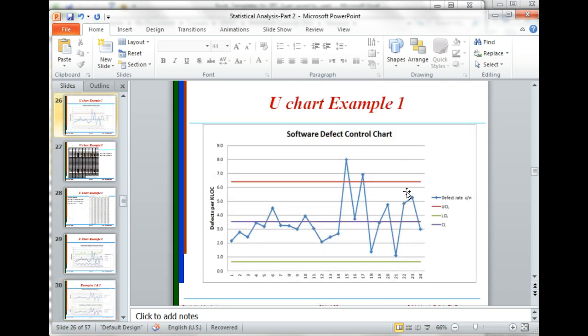So we can now plot that. That's the mean value of the rate, and I've got the observation of each of the rates from the samples, and I've got the upper control limit and lower control limit. So you can see that this process is not in control and certainly not stable either. So we've got a problem in our software development.